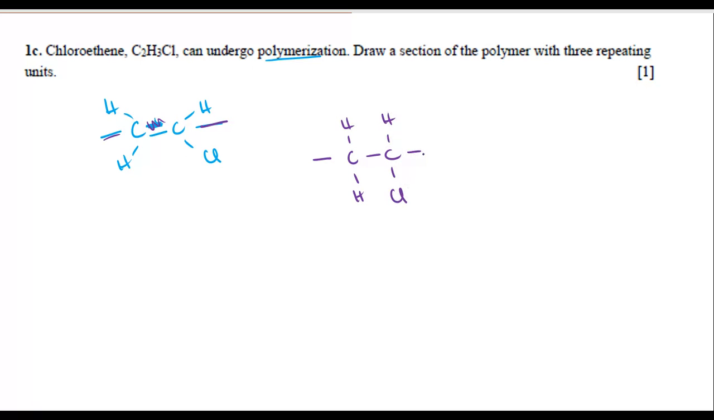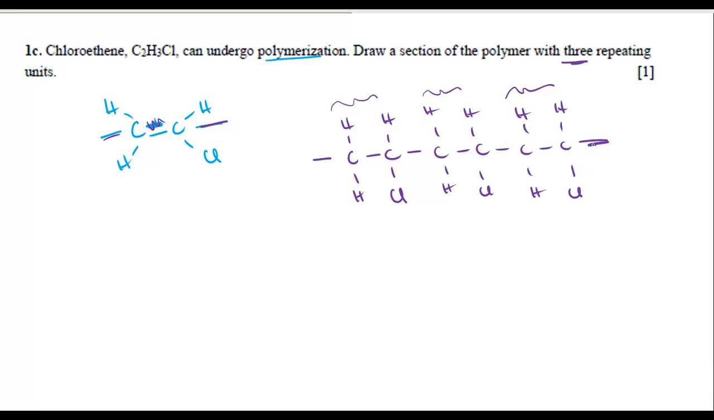And that's only one repeating unit. I need 3 of them for my question to be happy. So I'm going to do another CC, HH, HCl. I'm going to do another CC. And you could totally leave your Cls all like that, or you could put one up and one down. Doesn't even matter as long as you have 1 chlorine on every one of those 3 repeating units. Make sure that you show those dashes so that we have clear indication that this chain continues.